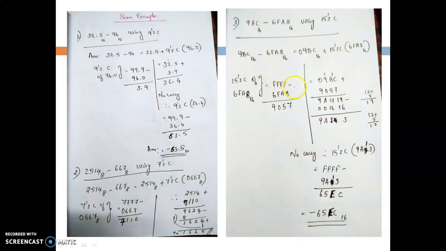So how will you find out 15's complement of 6FA8? It is F minus 6FA8. So by direct subtraction method, what is F minus 8? 15 minus 8, it is 7. 15 minus 10, it is 5. 15 minus 15, it is 0. 15 minus 6 is 9. So 9057 is the 15's complement of this number.